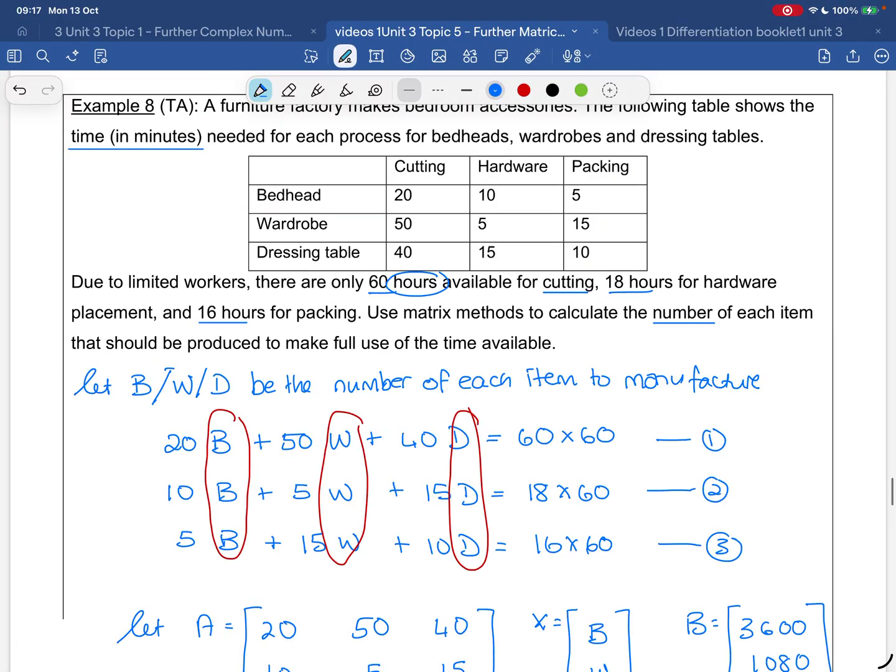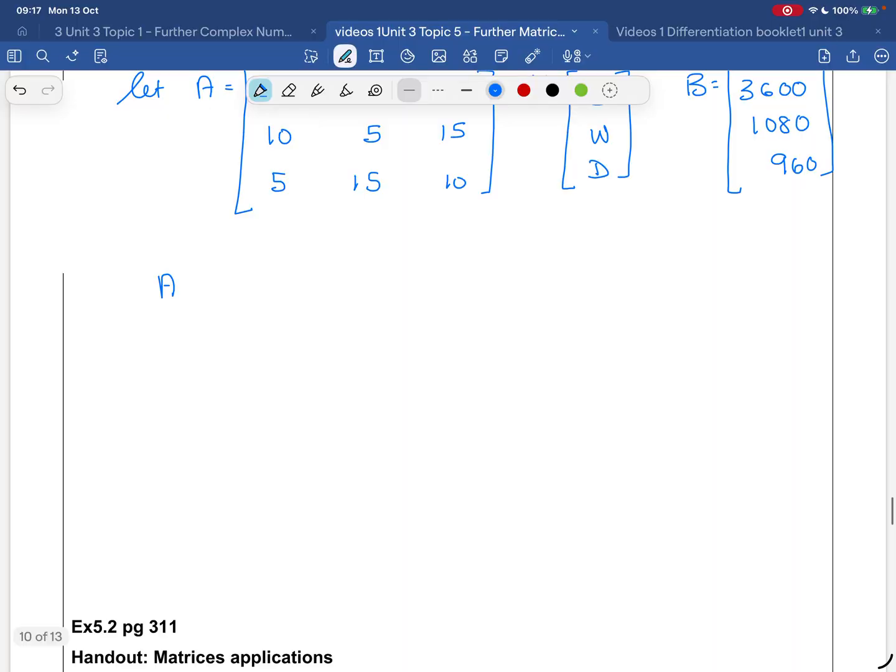Now, in order to solve that, I need to show my matrix equation. So AX equals B, inverse A times AX. Remember, we're putting our inverse on the left-hand side, and that gives me that IX is inverse A times B, and X will be inverse A times B.